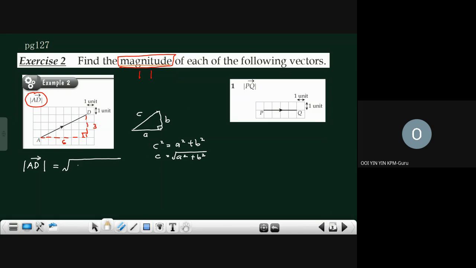And then so now it is your 6 unit square plus your 3 unit square. Okay, your horizontal unit square plus with your vertical unit square. Okay, and then this will give you 36 plus 9. And overall is square root 45. Okay, please express your answer in decimal point, and then you get your answer 6.708. Okay, I told you many times before, right?